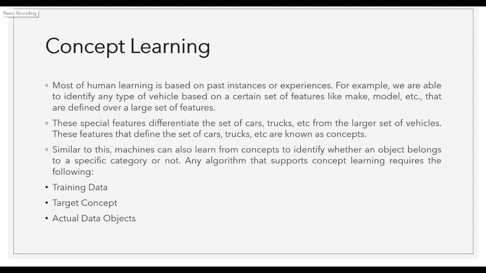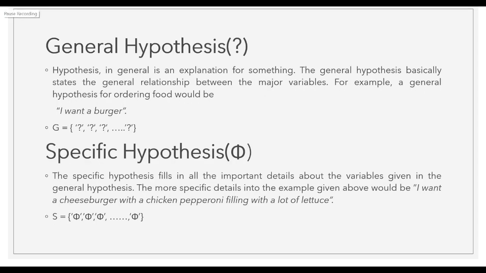Any algorithm that supports concept learning requires the following data. They are training data, target concepts, and actual data objects. Next we have general hypothesis, which is represented by a question mark. General hypothesis is an explanation for something. The general hypothesis basically states the general relationship between major variables. In the example we can see ordering of a food. I want a burger.